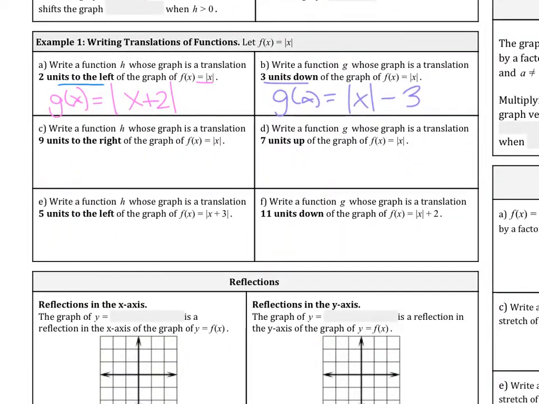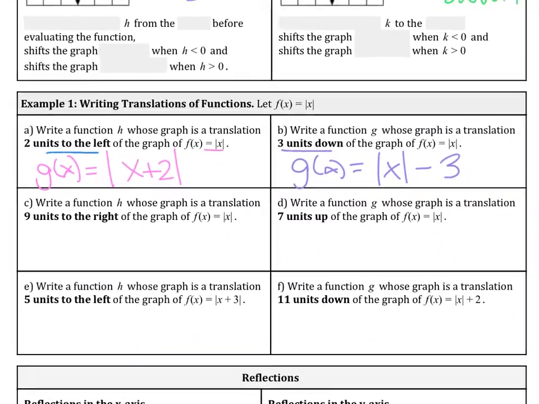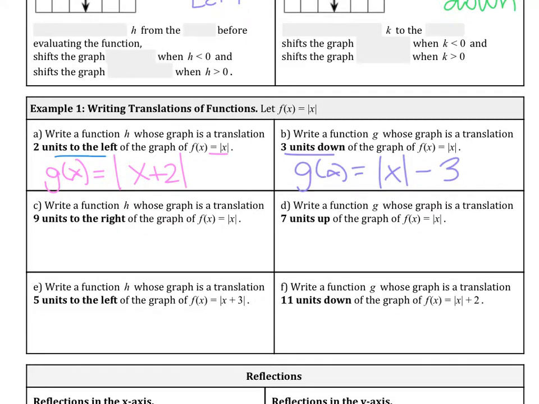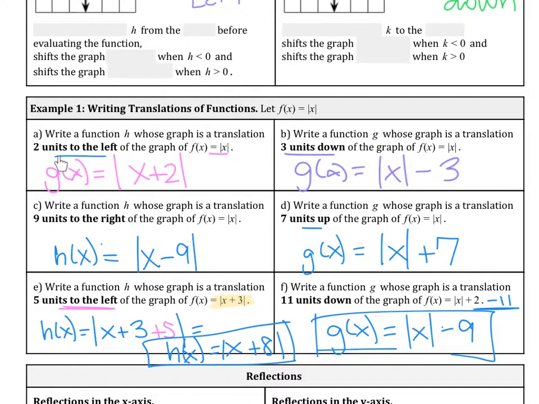I want you to try these next 4 examples here. Pause the video, and when you come back, I'll have the answers for you. If you try this out, 2 to the left, you would have x plus 2. We went over this already. 3 units down, minus 3. 9 units to the right, so we're going to subtract on the inside: absolute value of x minus 9. 7 units up, we're going to add 7 to the end.